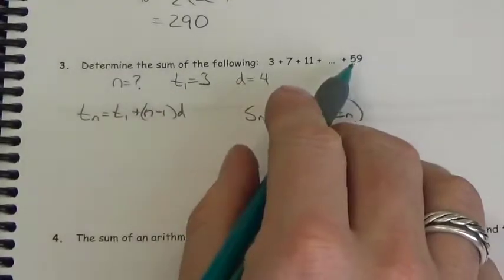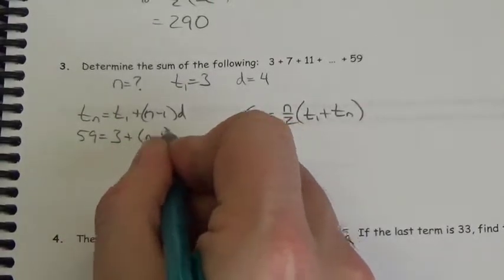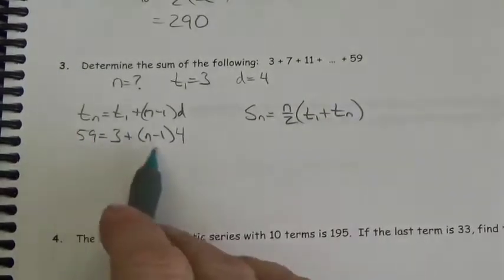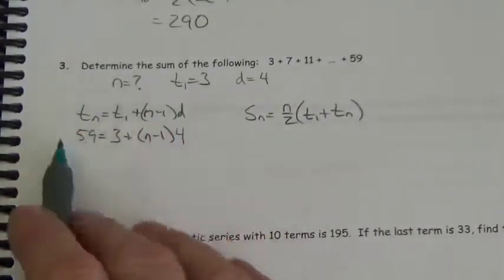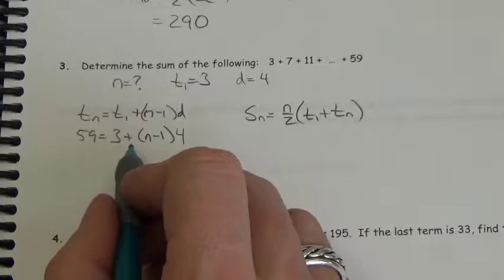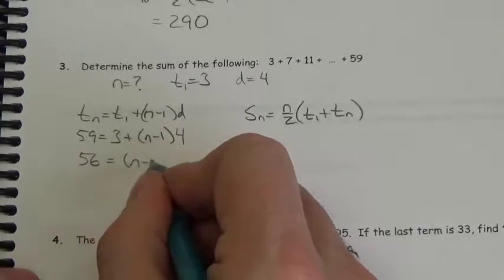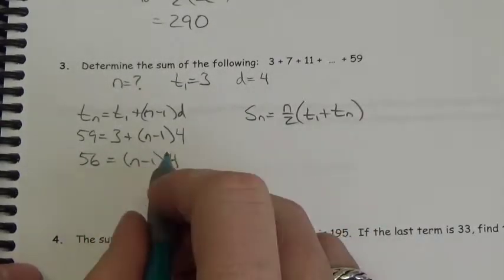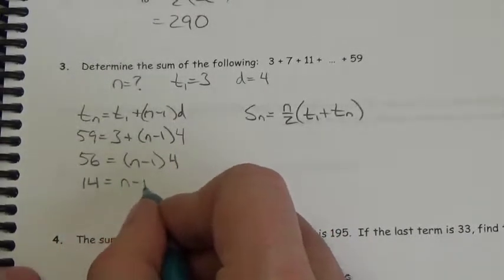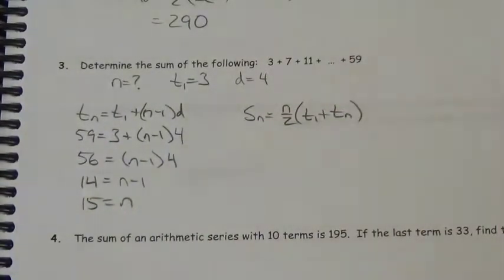Because I know everything I need. The nth term is 59. The first term is 3. I don't know what n is, but I know that d is 4. So I know everything about the general term of the arithmetic sequence except for the n, so this should be relatively easy to figure out. I'm going to subtract the 3 from both sides, so I will get 56 equals n minus 1 multiplied by 4. I divide both sides by 4, and 56 divided by 4 is 14. Then add the 1 over, and I get that 59 is the 15th term.